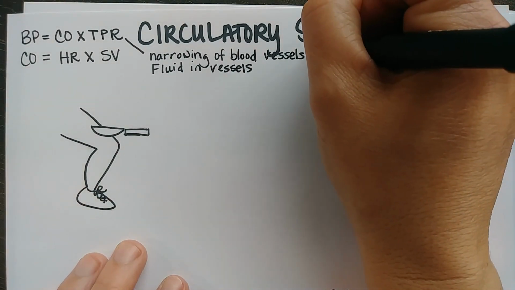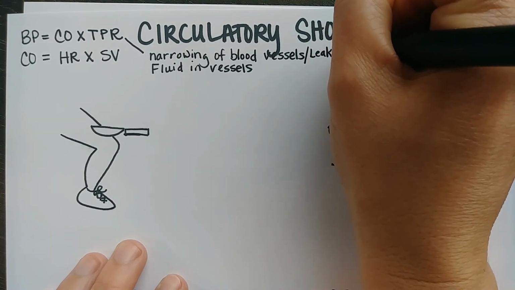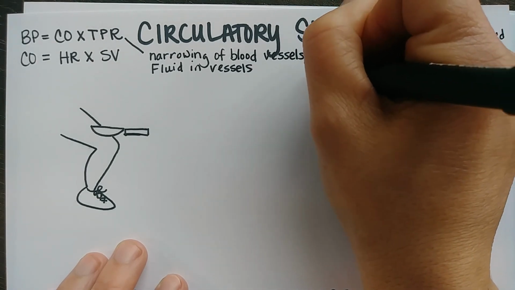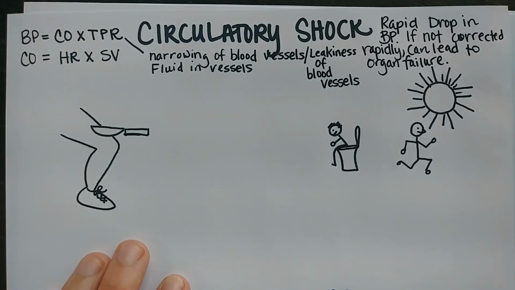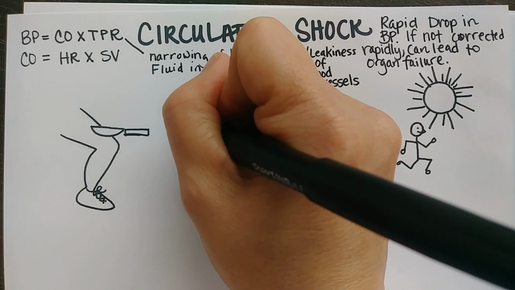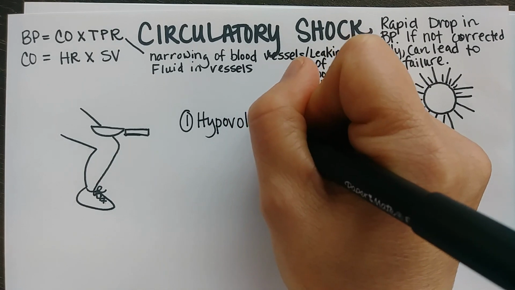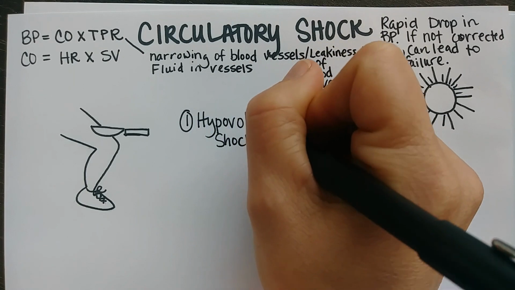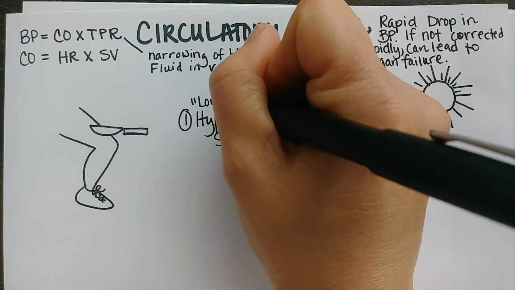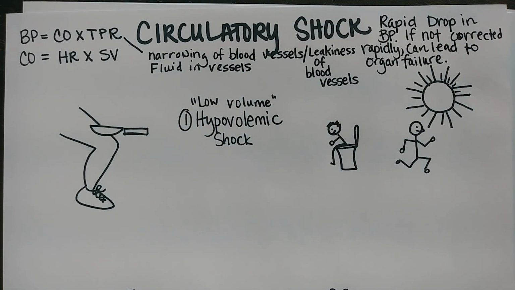So the other thing that comes into play here is narrowing or leakiness. That's the term I like to use for how much the blood vessels are letting fluid leave. Okay, so without further ado, let me show you the different kinds. So the first kind we'll talk about is called hypovolemic shock. And that word, if you take it apart, means less than volume, so low volume of blood. And I'll come back to the causes of this in a second.